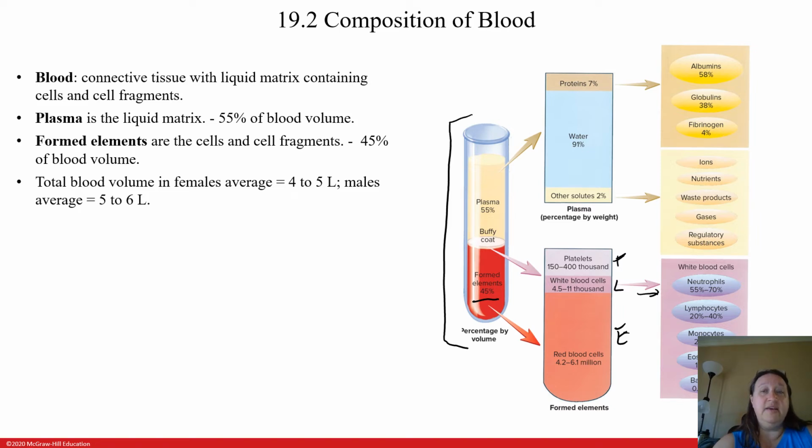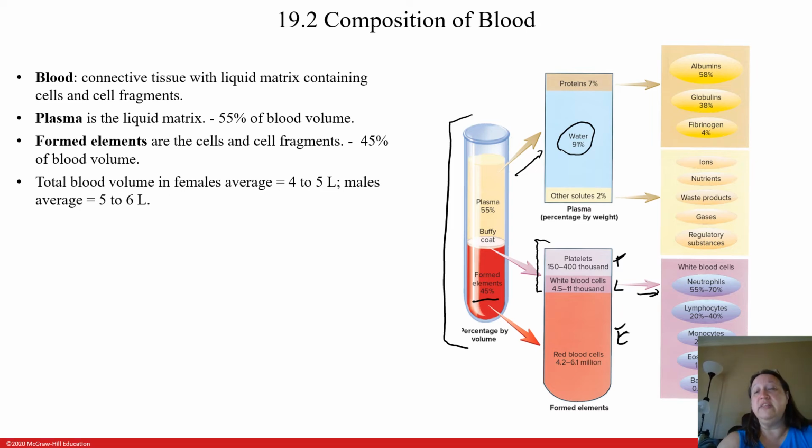Platelets, you need to know exist within the whole blood, but you do not need to know the ranges for any of these. Now, the platelets and the white blood cells are in a separate layer that we refer to as the buffy coat. It is in between the red blood cells and the plasma. The plasma is mostly water. 91% of the plasma is water. And the rest of that is proteins and albumin, or proteins and other solutes.